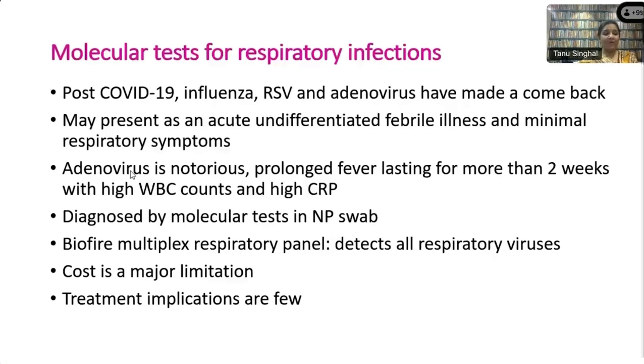And then why am I talking about respiratory infections, molecular tests? Because these can come as an acute undifferentiated fever in the first 3 or 4 days. And therefore, adenovirus is one such virus which has been particularly notorious this year, presenting with fever lasting for more than 2 weeks with high white cell counts and high CRP. Therefore, in many of our patients on day 4, day 5, if they are not able to make a diagnosis, you can actually do a nasopharyngeal PCR also for respiratory viruses.